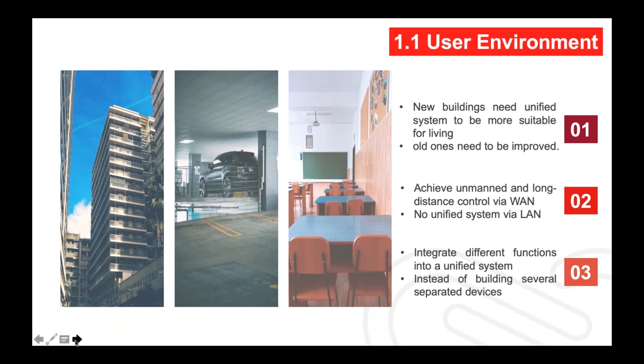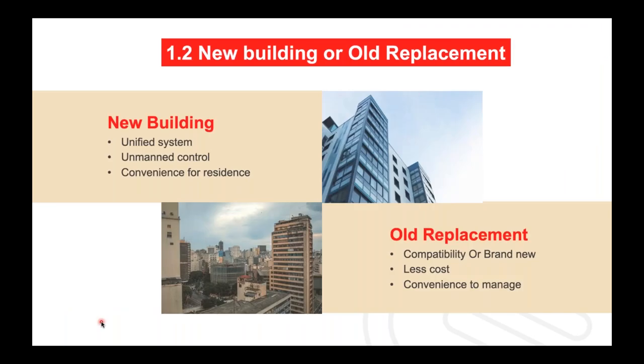Go to next pages. Okay, usually the building customers have two kinds. New building with the new system. Old building is a replacement demand. In case of new building customers, most of them are looking for the unified system and unmanned control. Actually, unmanned control, we can say like less employee control. Third is providing convenience for the residents.